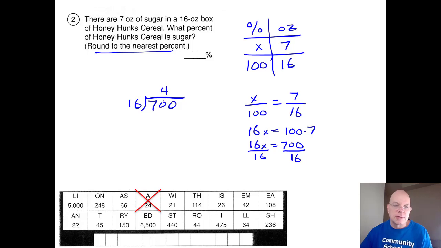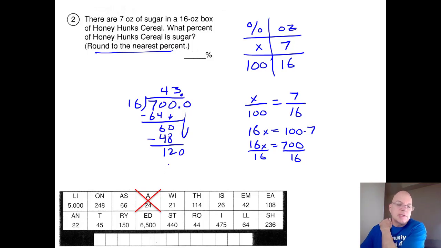4 16ths is 64. And my difference is 6. Bring down the 0. If 4 16ths is 64, I don't have enough for another 4 16ths. 3 16ths is 48. That leaves me with 12. I reveal my decimal and my 0/10ths, which was always there, just wasn't showing. Line up my decimal in my quotient. And how many 16s in 120?